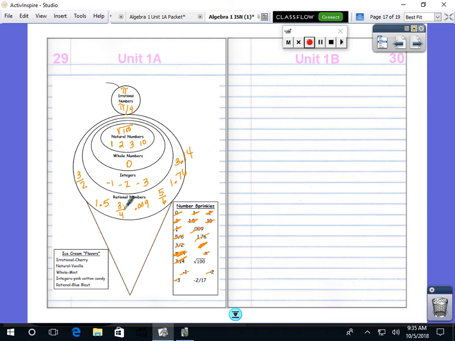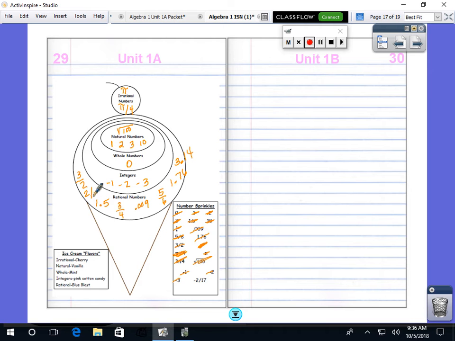Integers are rational numbers. Okay, so if it's a natural number, then it's also a whole number. If it's a whole number, it's also an integer. If it's an integer, it's also rational. Does that make sense? Okay, and then the last one, where would we put this? What would that be classified as? Rational. It's definitely not natural or whole or integer, but it is a fraction, so that is considered rational.